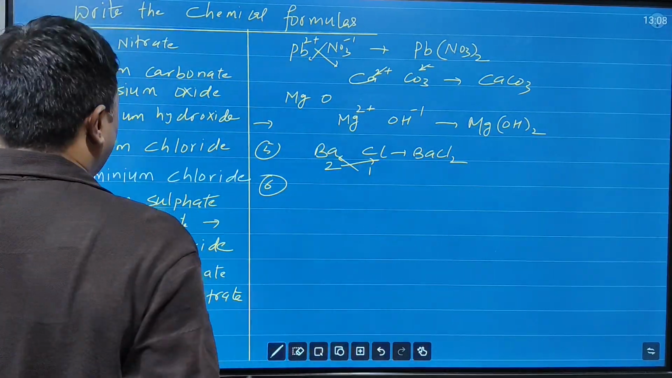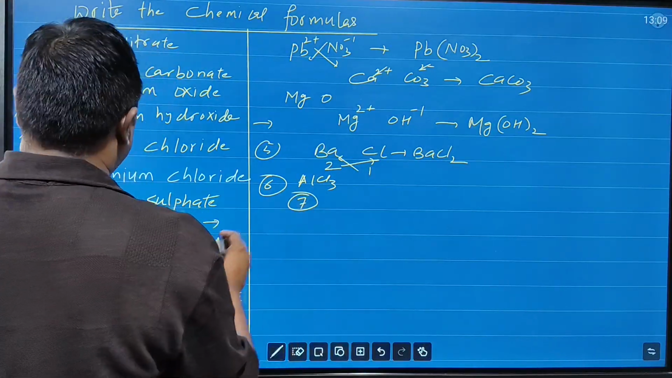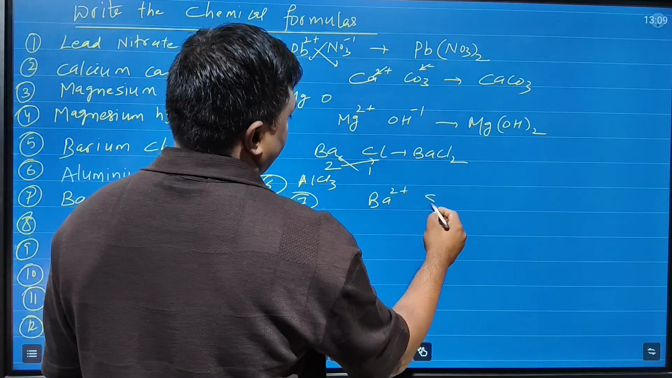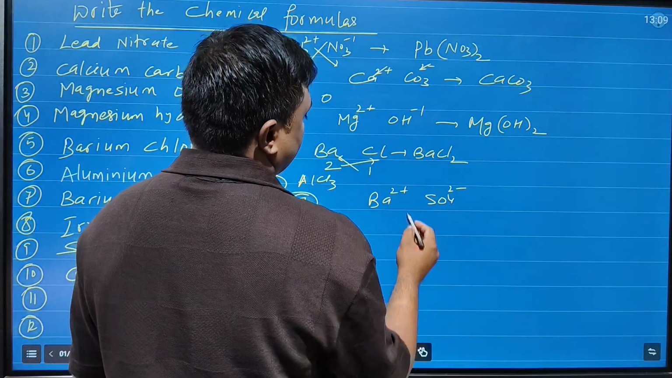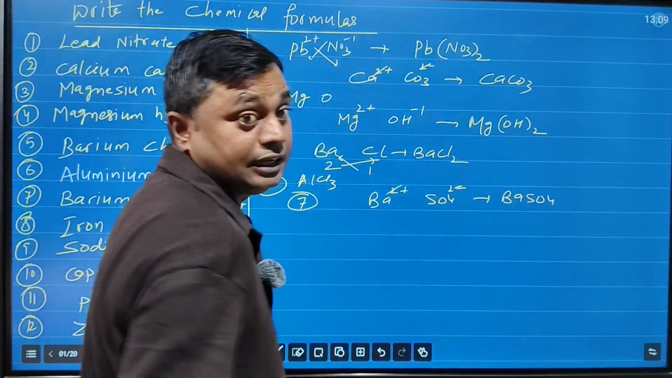Next sixth one. Aluminum chloride we have done just now. AlCl3. Seventh one is barium sulfate. Ba 2 plus, sulfate SO4 2 minus. So plus 2 minus 2 get cancelled. This is what? BaSO4. Is it clear?